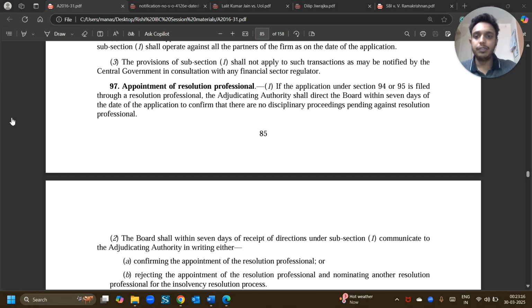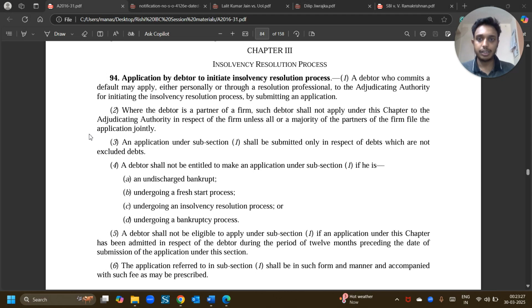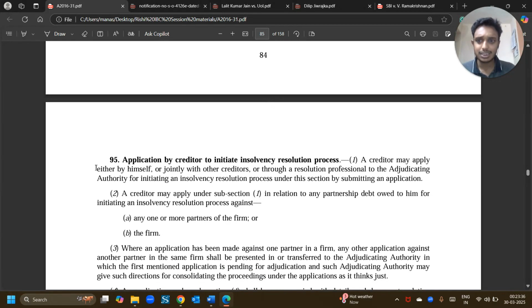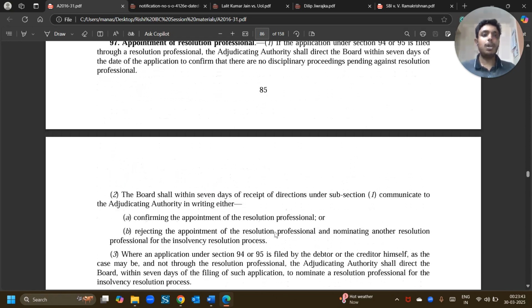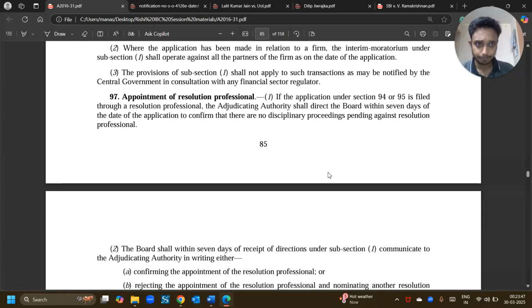Now with respect to appointment of resolution professional, subsection 1 says, if application under 94 or 95 is filed through the RP, so there, if you recollect, there is an option for it being filed either by the debtor or the creditor or through the resolution professional. So here it says either personally or through a resolution professional. With respect to creditor, it says either by himself, jointly with other creditors, or through the resolution professional. So here there is an option of engaging the resolution professional prior and then making an application through the RP.